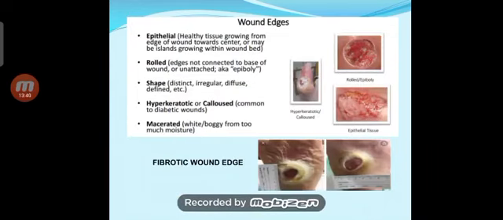Wound edge are the following. Intact, the wound bed is at the level of skin. Attached wound edge is connected to the wound or sloping edge. Unattached wound edge appears as a cliff, rolled edge or epibole. Edge is not connected to the wound base. Epithelialization is healthy tissue growing from the edge of the wound. Fibrotic wound edge. Calloused wound edge is common to diabetic wound.